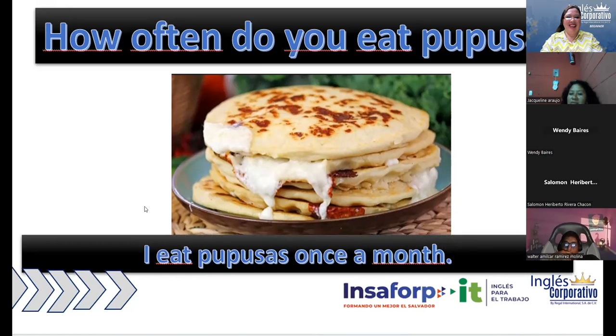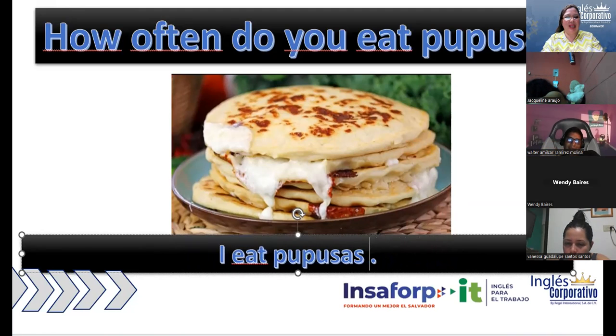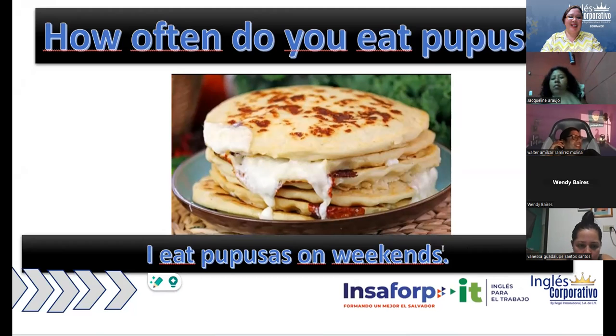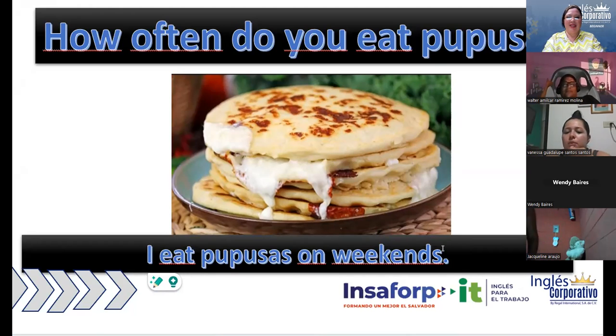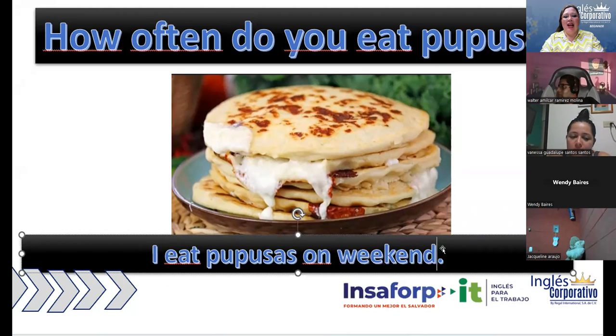Wow. Yo, a los tamales pizca le entro todos los días. Okay, okay. So, Walter, Amilka, how often do you eat pupusas? I eat pupusas on weekend. On weekend. Once a week. Or on weekends, it's okay. Wow. On weekends. Okay, there you go. Now, Vanessa, how often do you eat pupusas? You're muted. I eat pupusas on weekends. Okay, on every weekend.